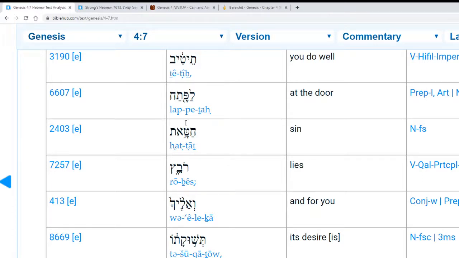Chatat rovetz. Chet is often without that taf. So why is it with that taf there? Maybe Rashi talks about it, but lafetach chatat, right? At the door is sin. There's no "is" in the Hebrew, chatat rovetz. So the verb to crouch, right?